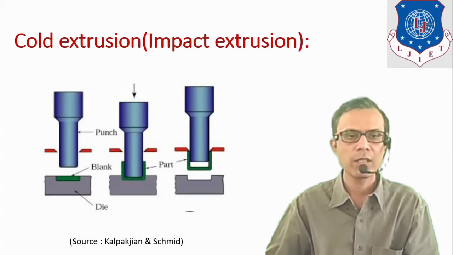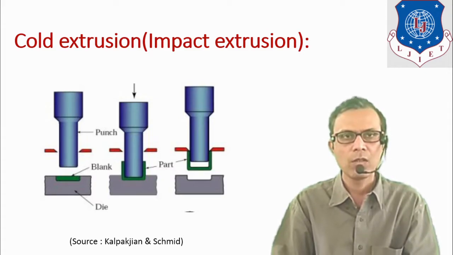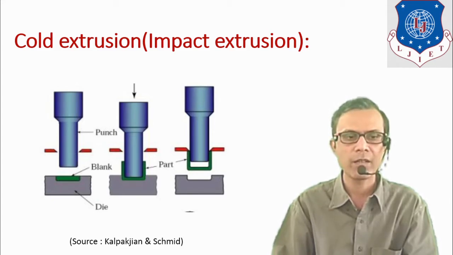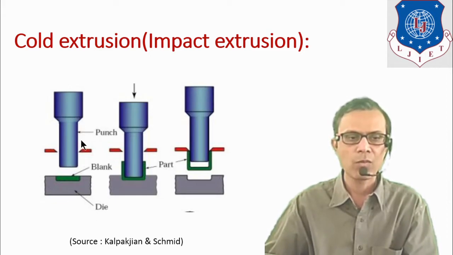Next process is cold extrusion, also known as impact extrusion process. Here the billet is used in the form of a slug or a blank. So by using a punch and die, first the blank is cut as per the requirement. The setup is shown here.